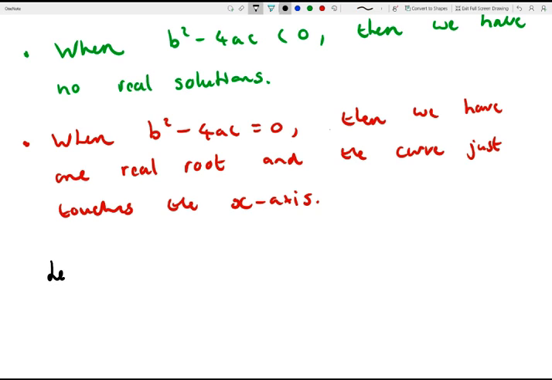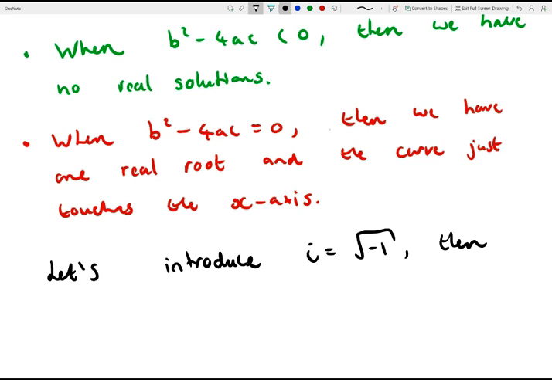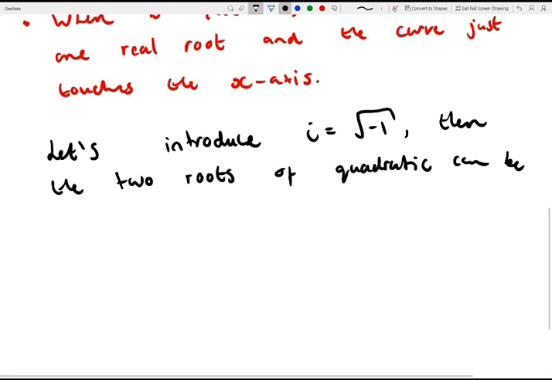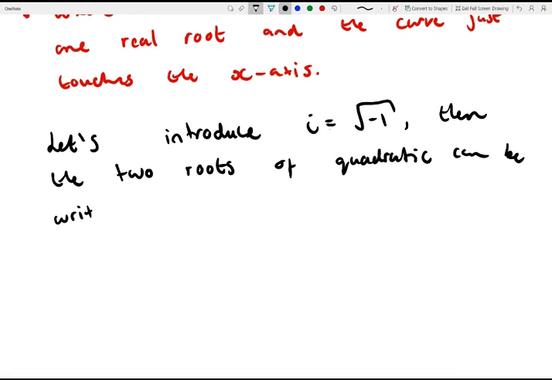Okay, so let's move on from this. So let's introduce i, and i is going to be equal to the square root of minus 1, then the two roots of the quadratic can be written in the following form.